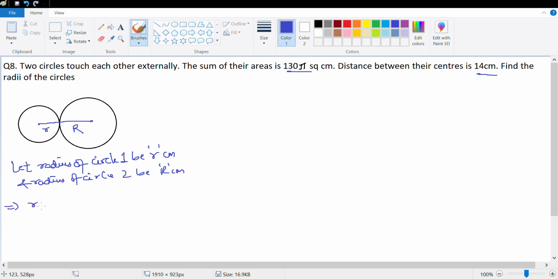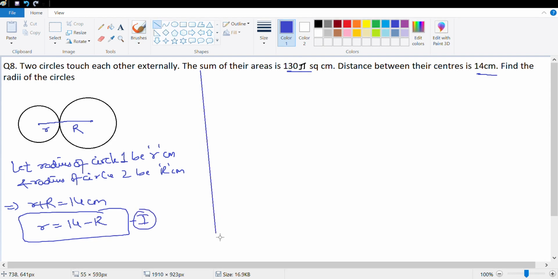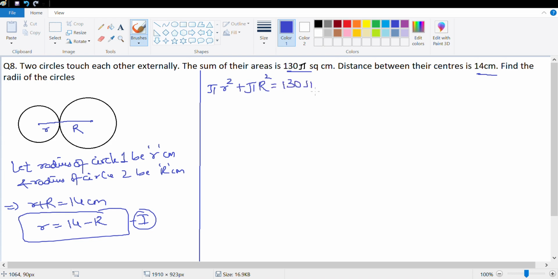What is given is r plus capital R is equal to 14 centimeter, which means R is equal to 14 minus r. I had used one method for solving the previous question, question 22, which we did in the previous video of exercise 20C. Let's try a different method of solving the same question. The second thing given is pi small r square plus pi capital R square is equal to 130 pi, which means pi times small r square plus capital R square is equal to 130 pi.